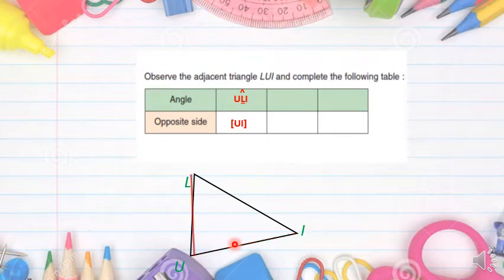Let's talk about the second angle, which is LIU. LIU means I'm talking about angle I. What is the side facing angle I? It's LU, side LU. The last angle, which is IUL, I'm talking about angle U. What is the side facing angle U? The opposite of it is LI. So LI is the opposite side of angle LUI.